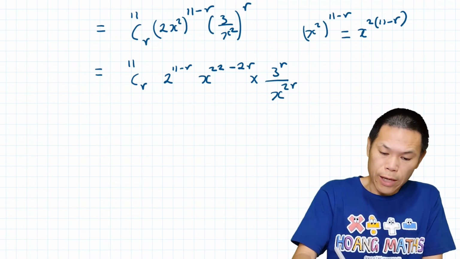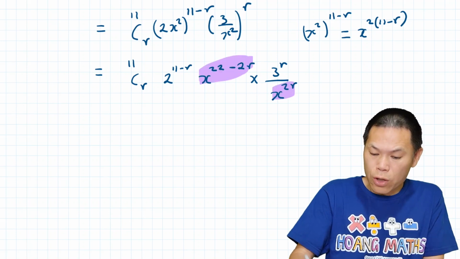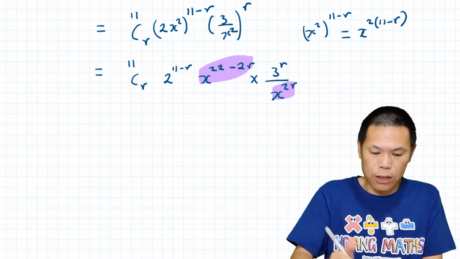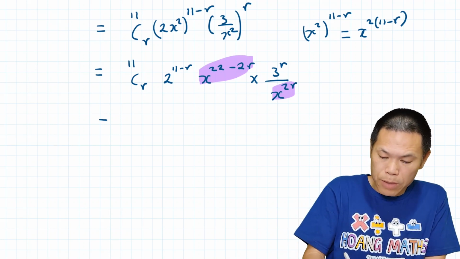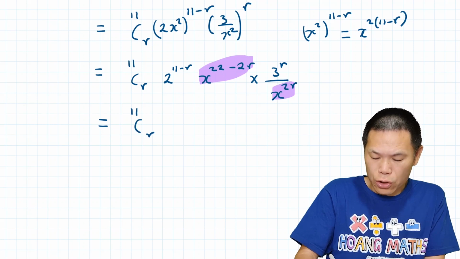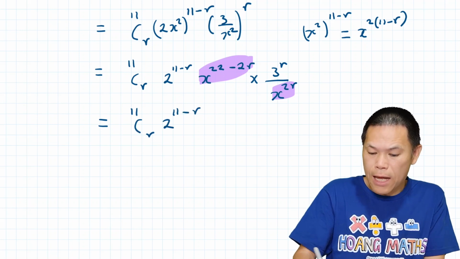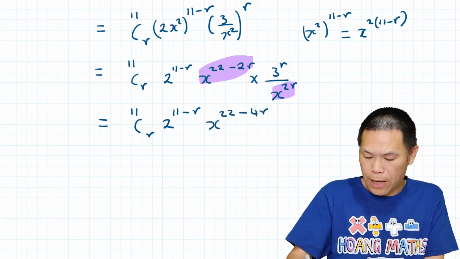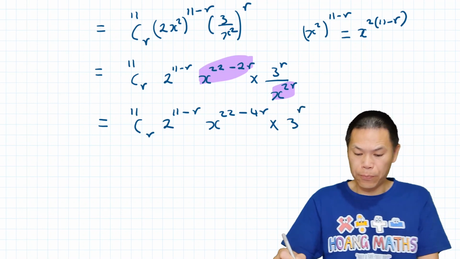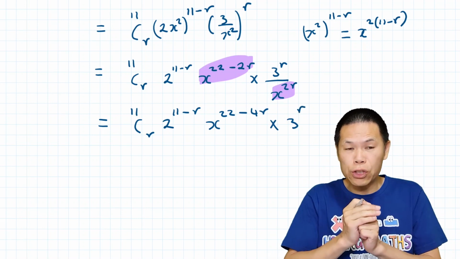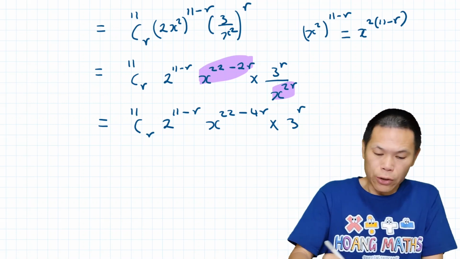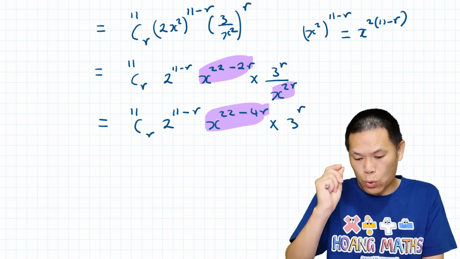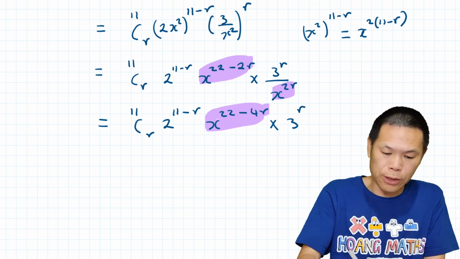So now I can simplify this. 22 minus 2R minus another 2R gives me 22 minus 4R. So that will give me 11 C R, 2 power of 11 minus R, and x power of 22 minus 4R, and we times 3 power of R. We need to work out the coefficient of x power of 6, so this means that 22 minus 4R must equal 6.